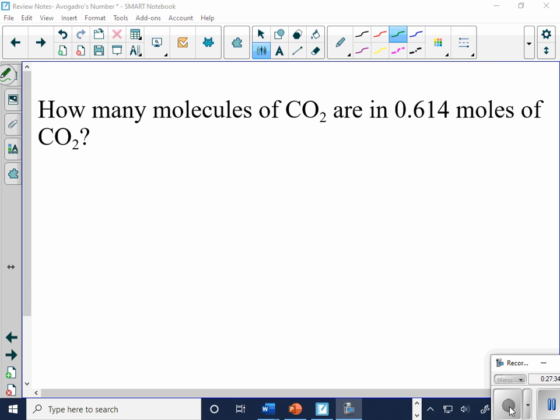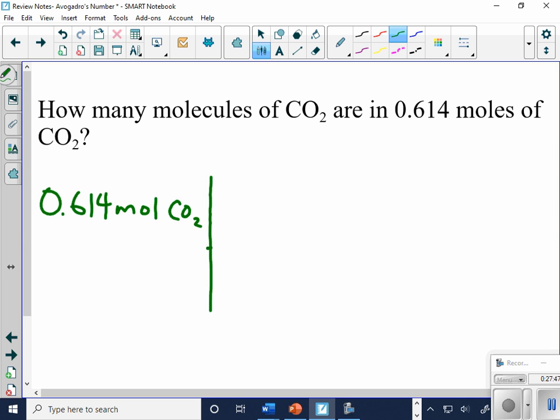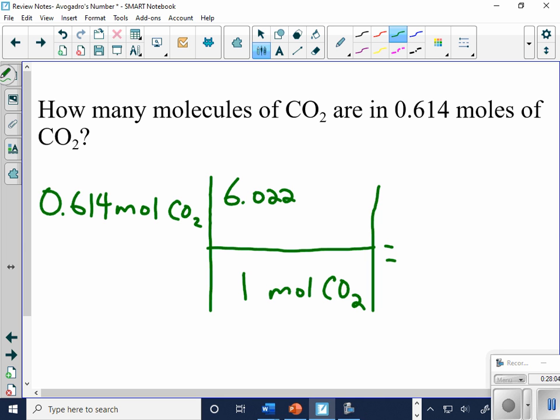So I start off with 0.64 mole of carbon dioxide. I set up my conversion box. I know that I want mole of carbon dioxide to cancel. So 1 mole of carbon dioxide. On top, I'm going to put Avogadro's number of molecules, because that's what I'm converting to.